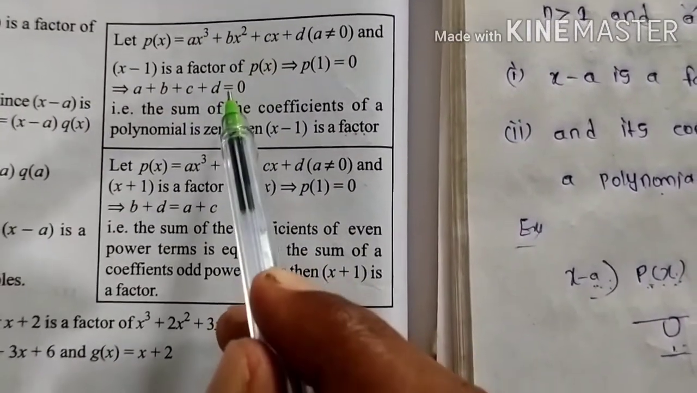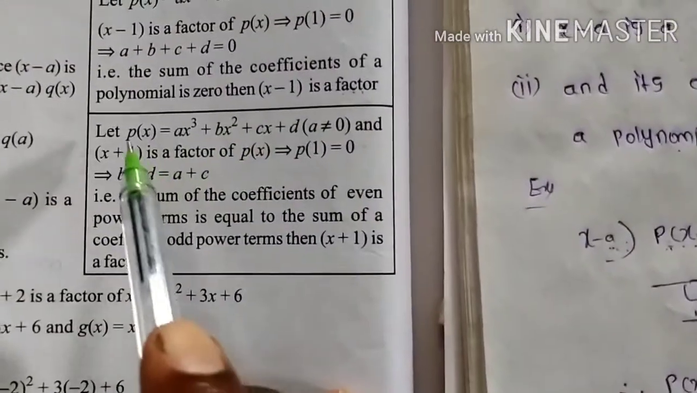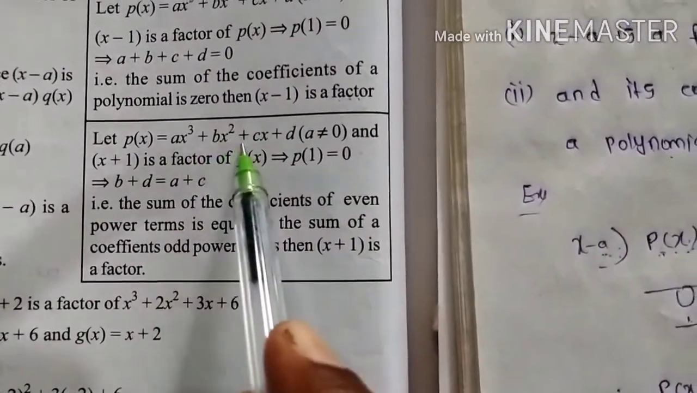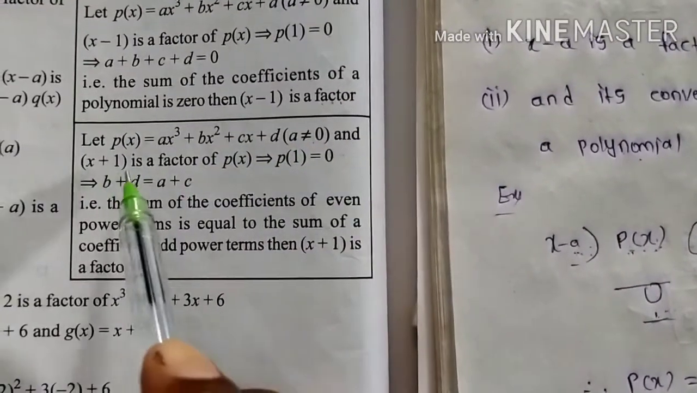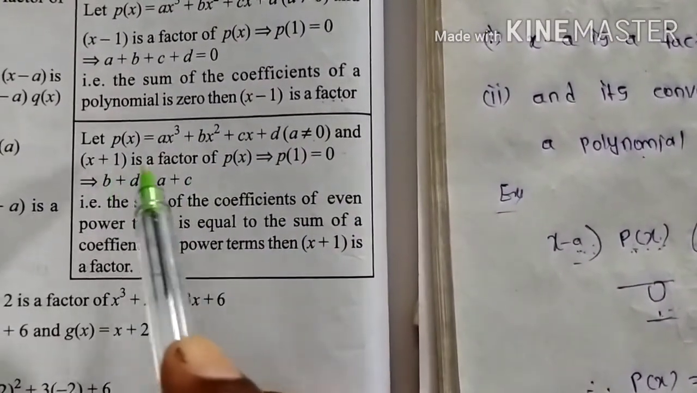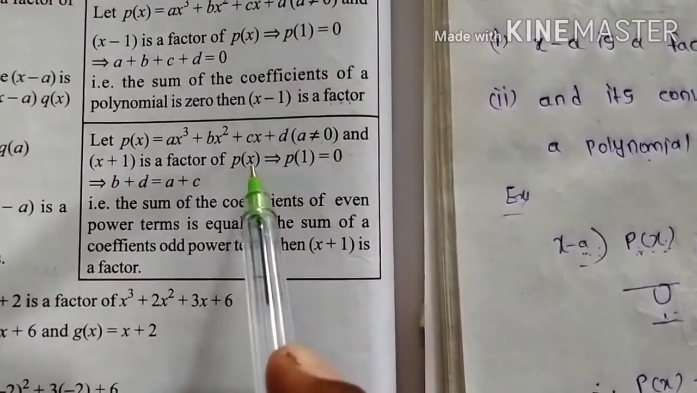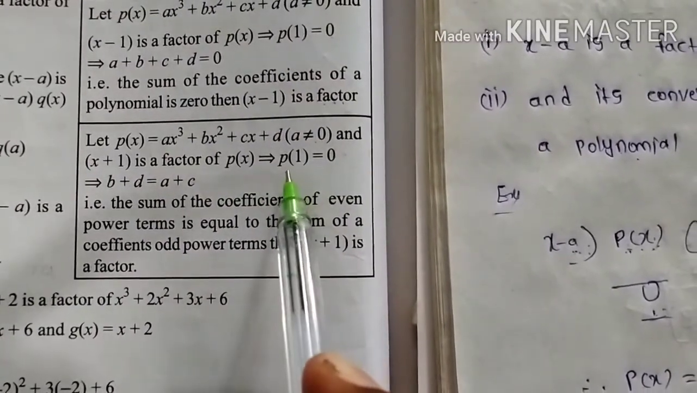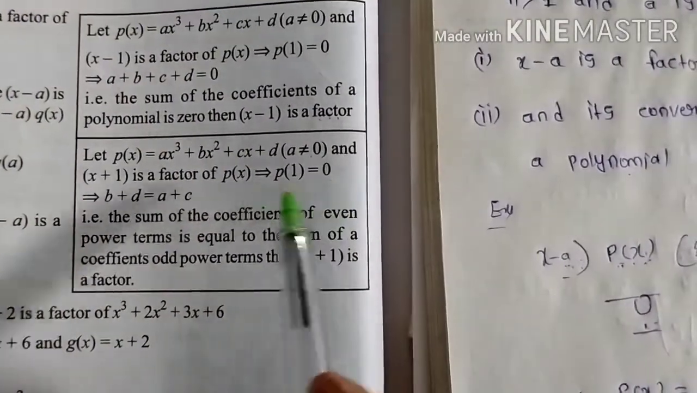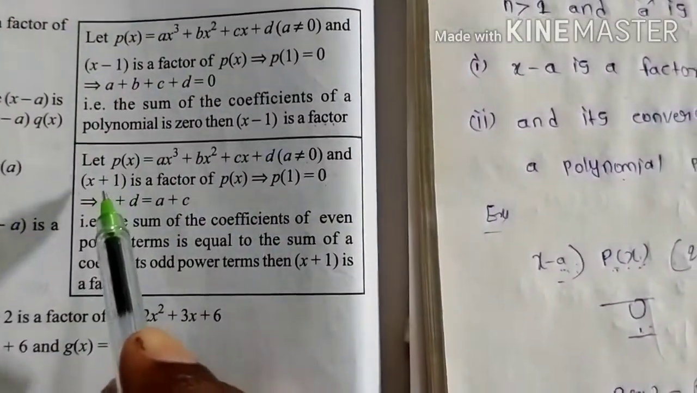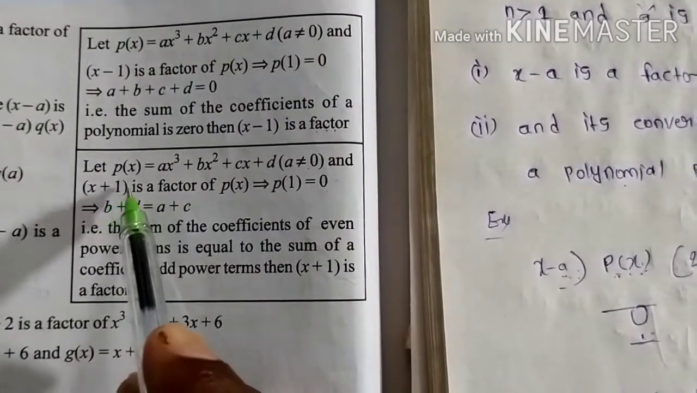coefficients is not equal to 0, that means, here, let p of x is equal to ax cube plus bx square plus cx plus d, where a is not equal to 0 and x plus 1 is a factor. Here x plus 1 is a factor of p of x. That means p of 1 is equal to 0. How can you take p of 1 is equal to 0? Just remember, it is x plus 1.